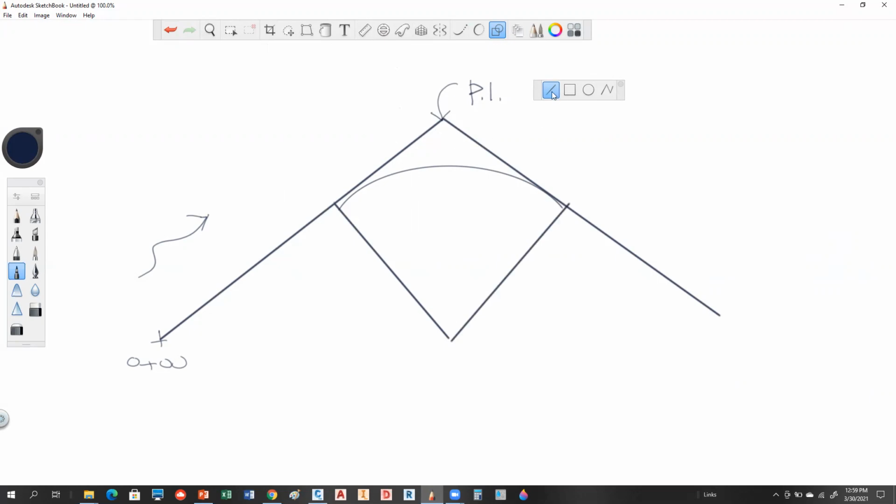So where the curve starts, right there, we call that the PC. That stands for point of curvature. That's the point where you go from the tangent to the curve. Where the curve ends is called your PT, point of tangency. So these are related by stations: PC, PI, PT. Who can tell me, would the value of the PT be higher than the value of the PC or less than the value of the PC?